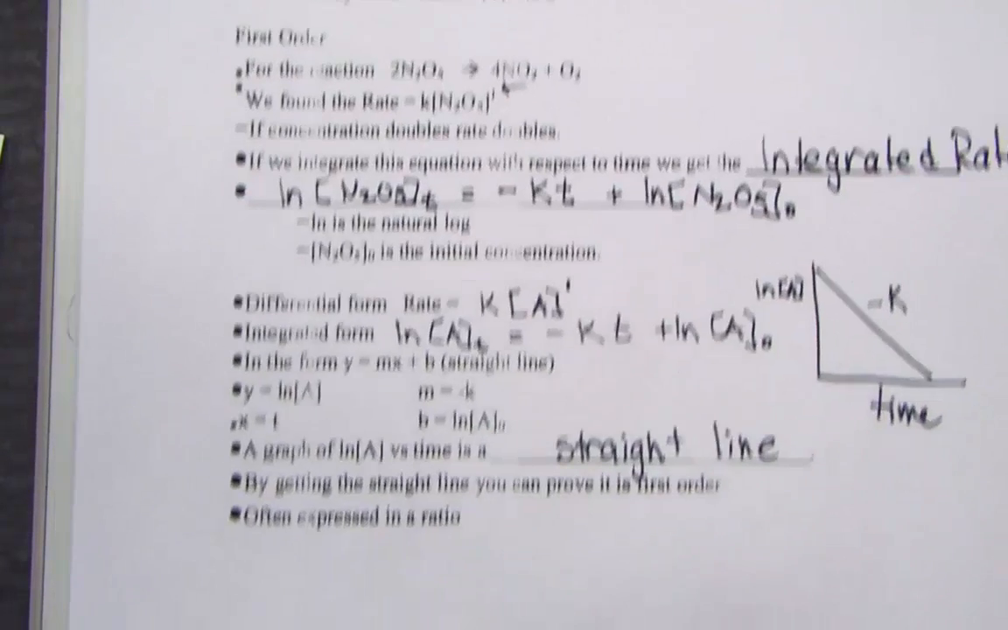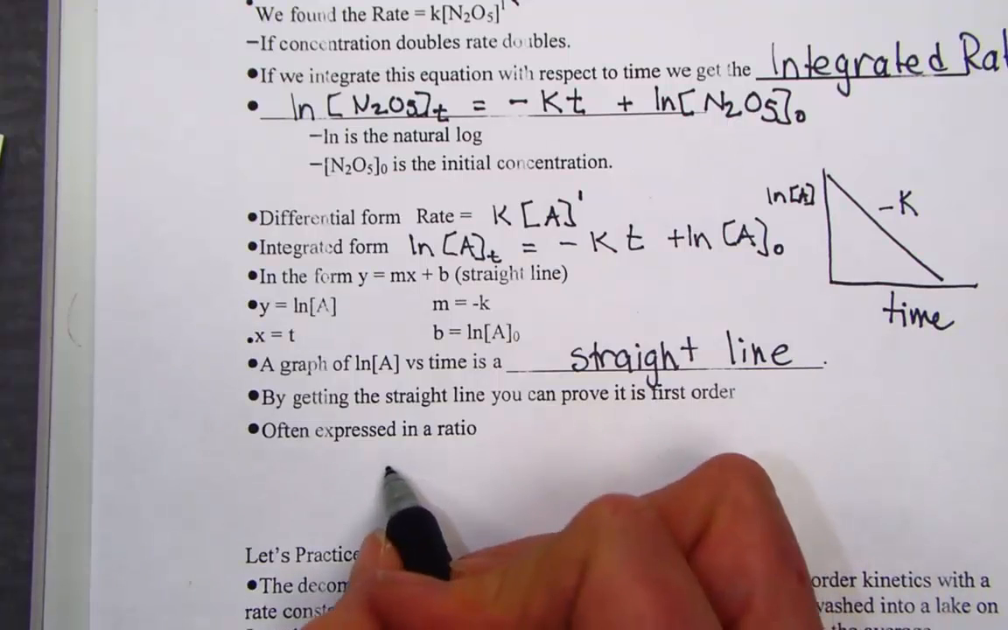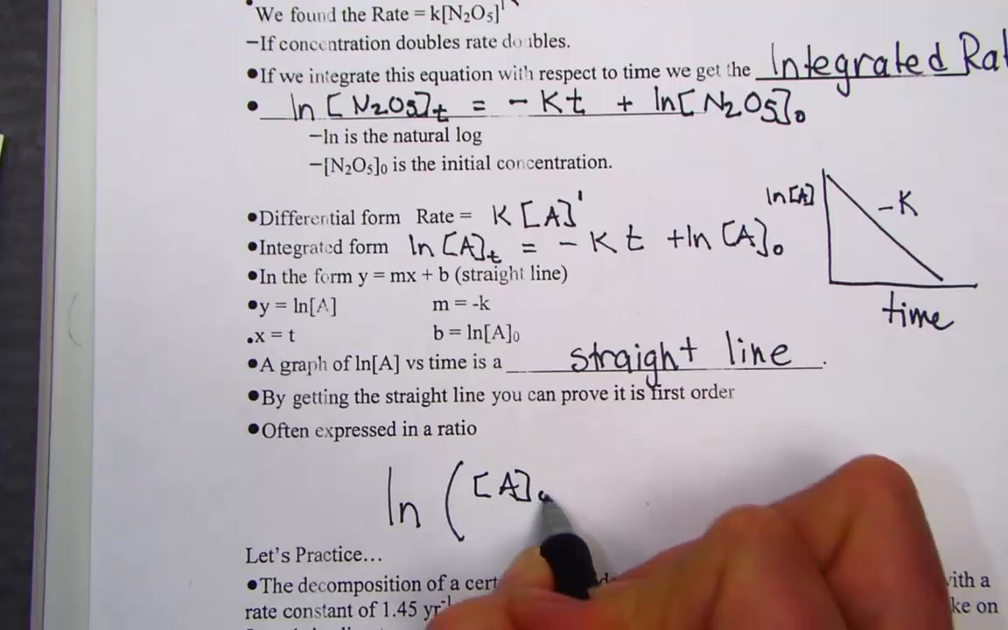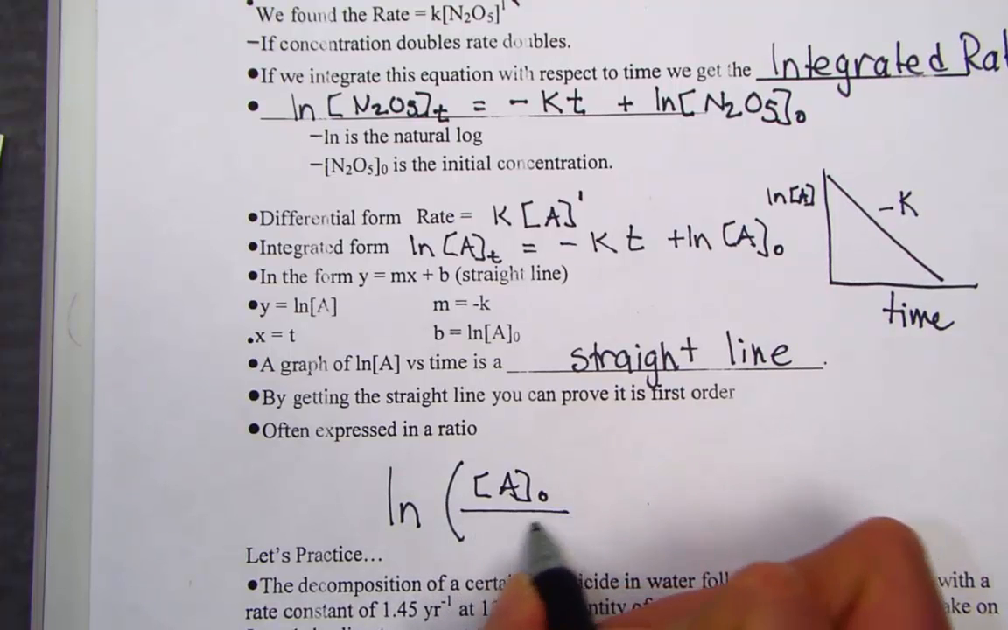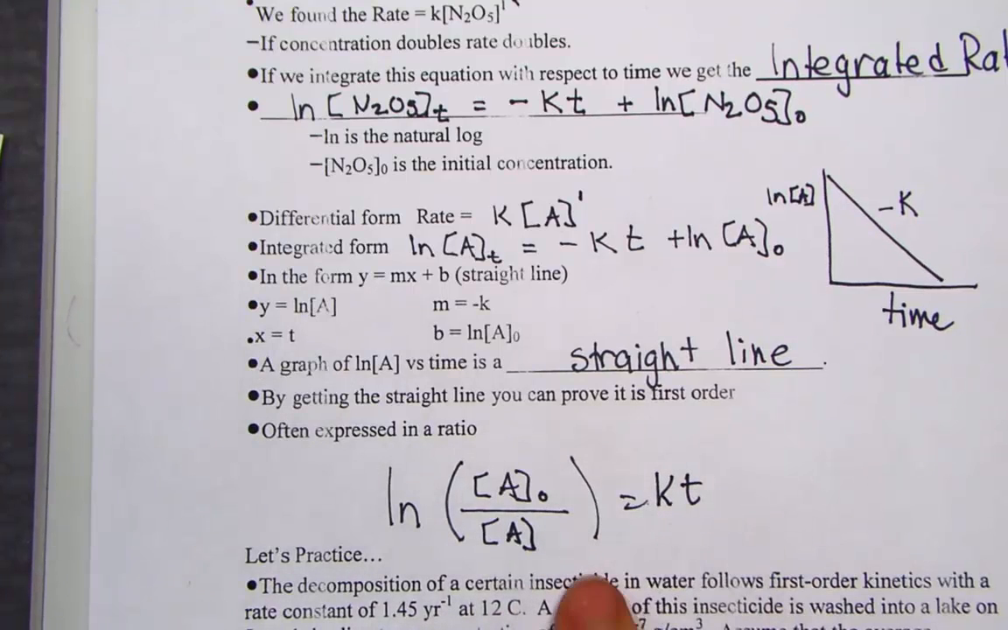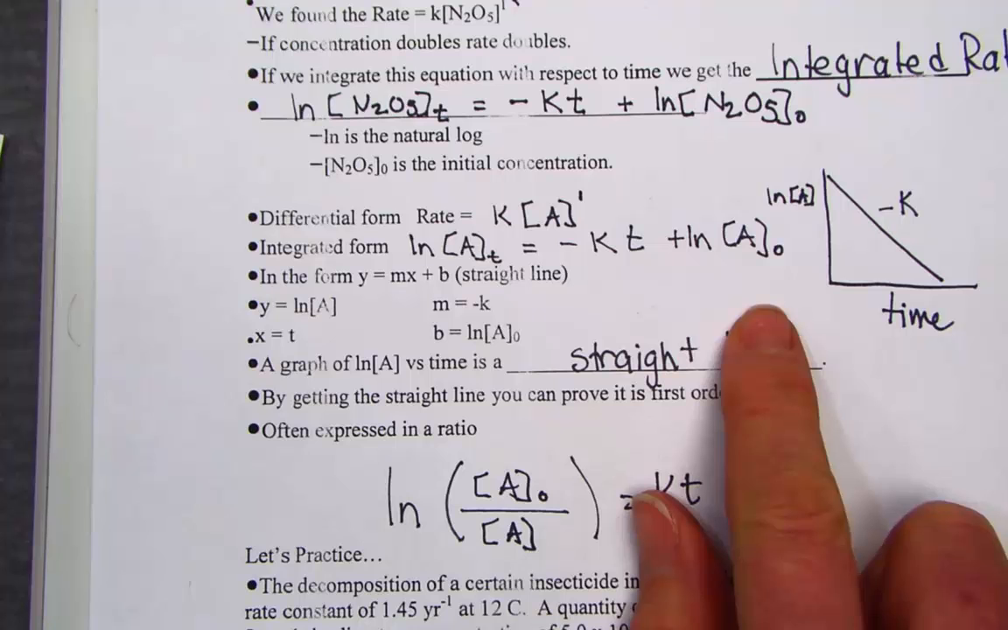Some people will express this reaction in terms of a ratio. The natural log of the ratio of the original concentration over the reactant concentration over the course of time is equal to kt. I don't tend to use this equation, I just wanted to show it to you. I find the one that's more useful is the straight line, y equals mx plus b format.